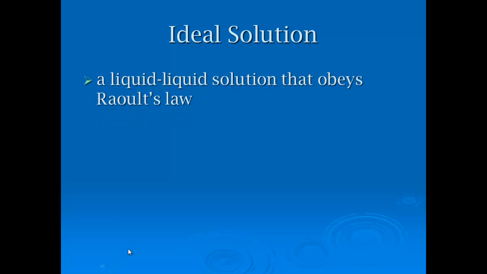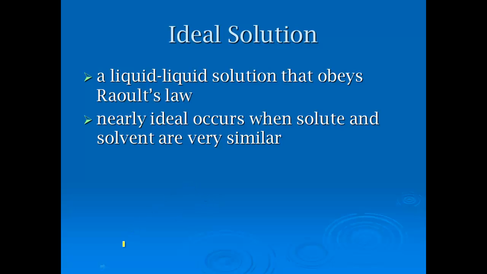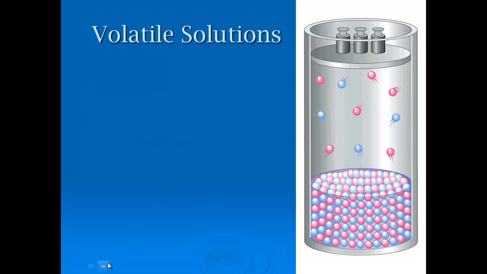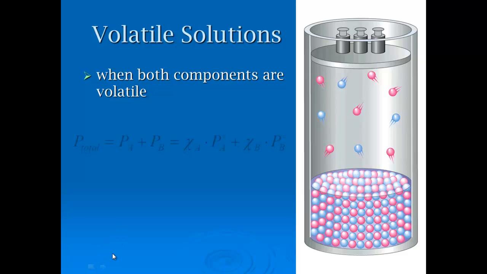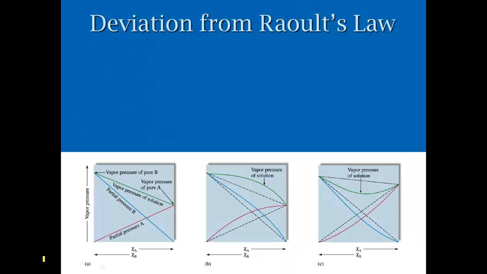Now for an ideal solution, a liquid-liquid solution that actually obeys Raoult's law, nearly ideal occurs when a solute and solvent are very similar, so similar forces. So volatile solutions are when both components are volatile. Here you've got pressure total. Again, this is a reflection of Dalton's law, and then you also can use mole fraction. So this is also showing you some of those relationships.